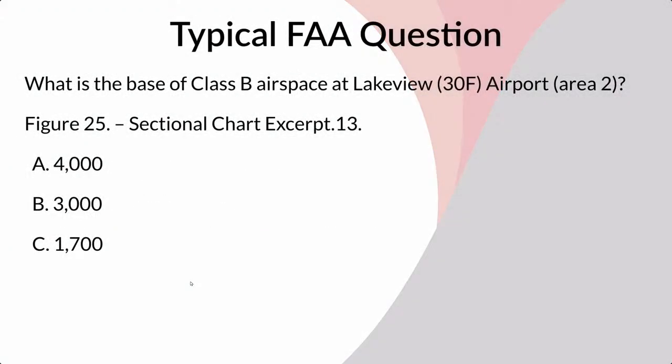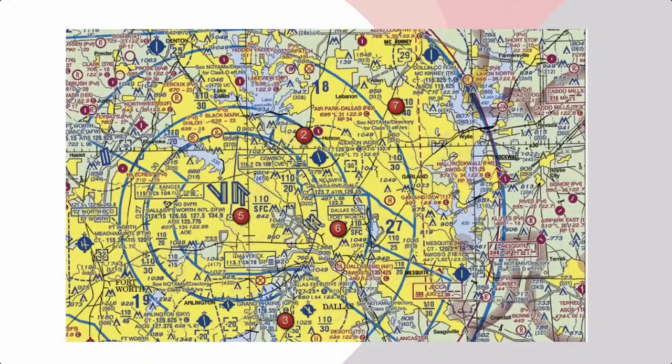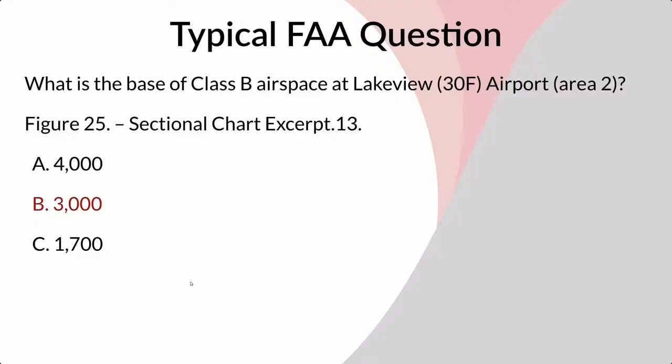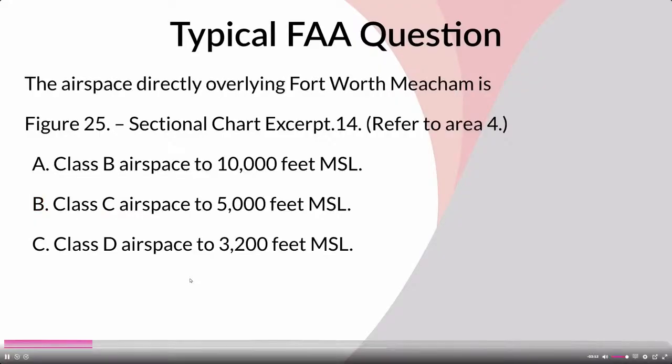The base of Class B at Lakeview 30 Foxtrot Airport in Area 2. Let's go ahead and take a look at that. 30 Foxtrot, this is the airport right here. If we look at it right here, the Class B is that blue circle around it. And you can see that it's going to be starting at 3,000 feet all the way to 11,000 feet. This is all MSL, mean sea level. So right here, 3,000 feet, and it doesn't really say mean sea level, but it is mean sea level.